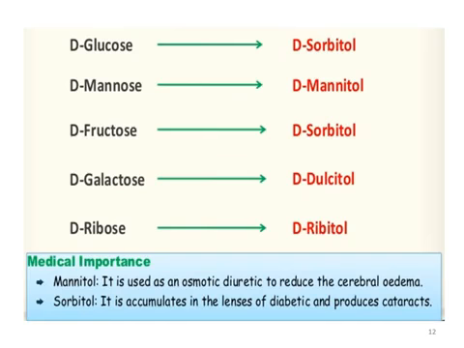Mannitol is used as an osmotic diuretic to reduce cerebral edema. Whereas sorbitol accumulates in the lens of diabetics and produces cataracts, which is a disease condition of the eye in the diabetic condition.